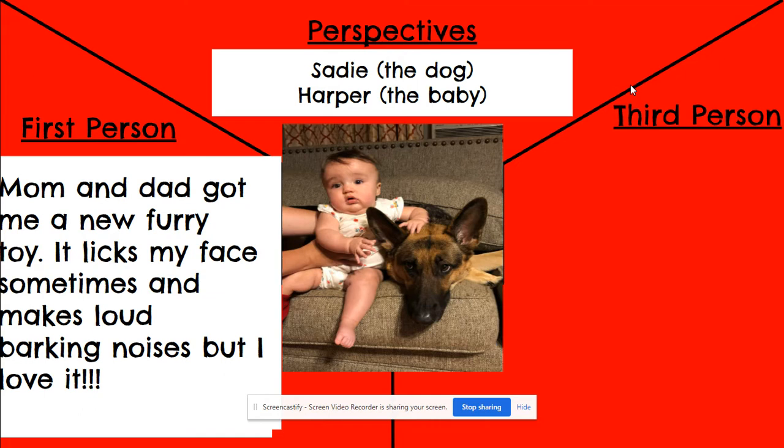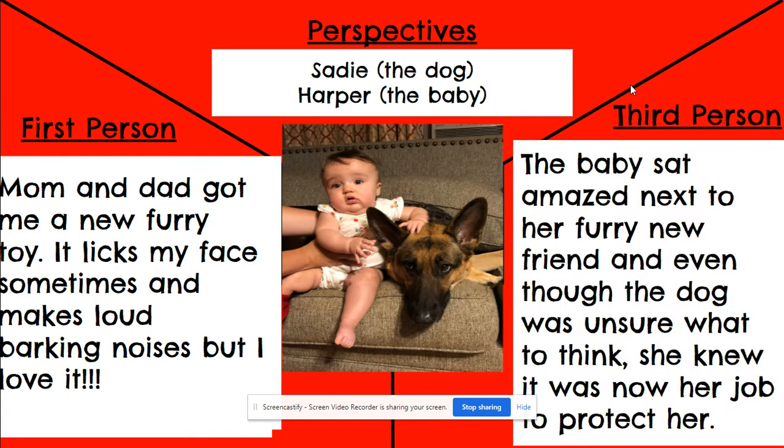Let's see if it was third person narration. The baby sat amazed next to her furry new friend, and even though the dog was unsure what to think, she knew it was now her job to protect her. So do you see how in third person you see things like they, she, he, them? You aren't a character in the story. You're kind of on the outside looking in and describing what you're seeing.